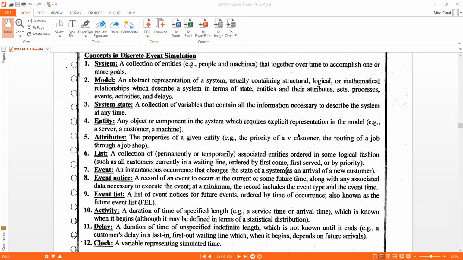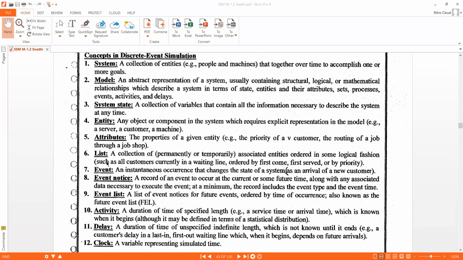Next is attributes. Attributes are the properties of a given entity. Example attributes: the priority of a customer, or the routing of a job through a job shop. An attribute describes the property of a given entity.